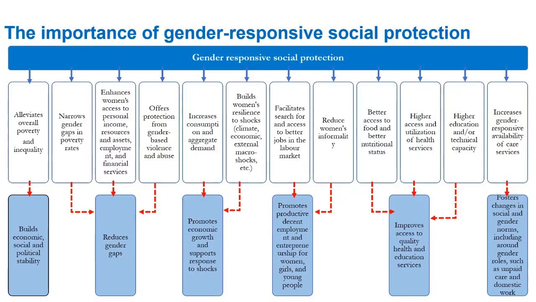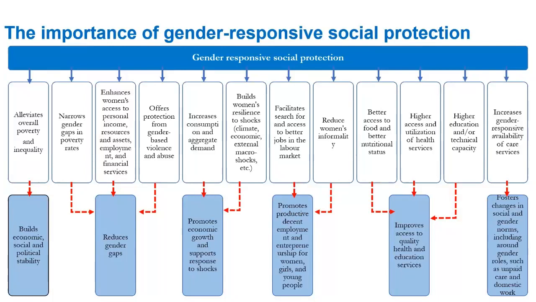So, why should we mainstream gender in social protection? It will help alleviate overall poverty and inequality, which will help build economic, social, and political stability. This is related to SDG 16. Gender responsive social protection will reduce gender gaps, which is related to SDG 10, through narrowing down gender gaps in poverty rate, enhancing women's access to income and assets, employment and financial services. It also offers protection from gender-based violence and abuse.